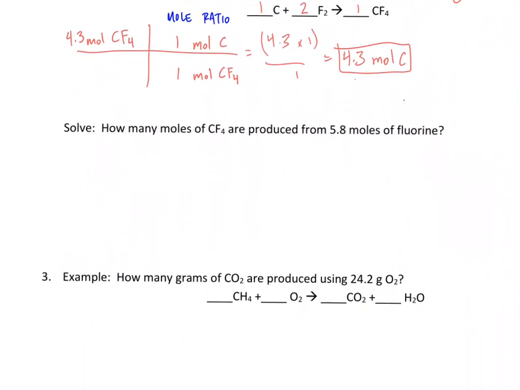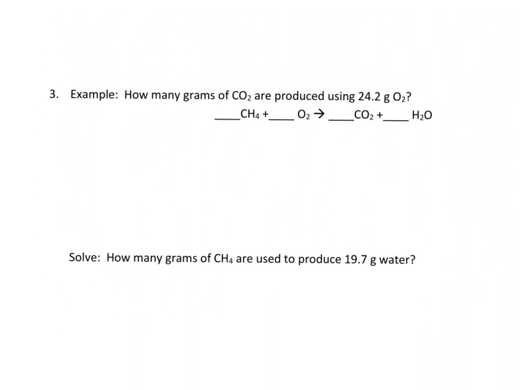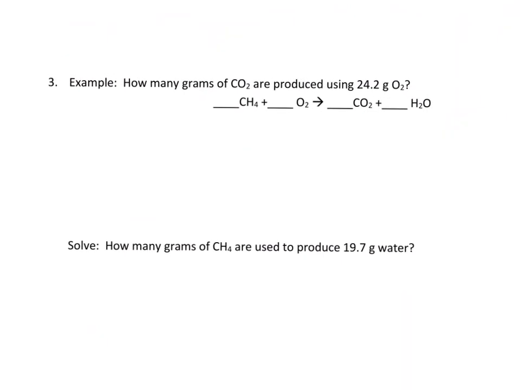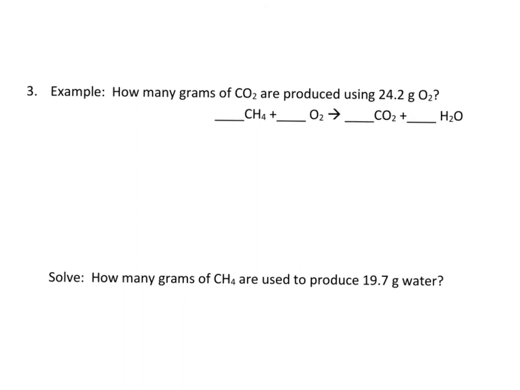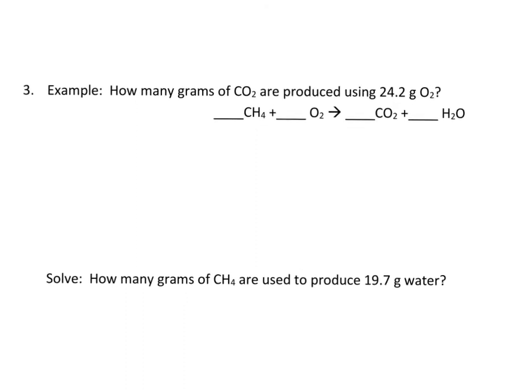All right, let's look at example number 3. All right, so example number 3, it says how many grams of CO2 are produced using 24.2 grams of O2? All right, so let's identify what is given to me. So I'm given 24.2 grams of O2, and I want to convert to grams of CO2. So this information is given. This is unknown. So now I want to go from grams of one substance to grams of something different.